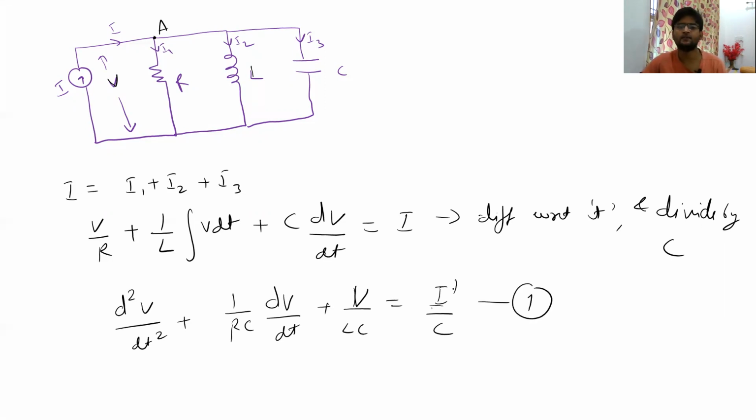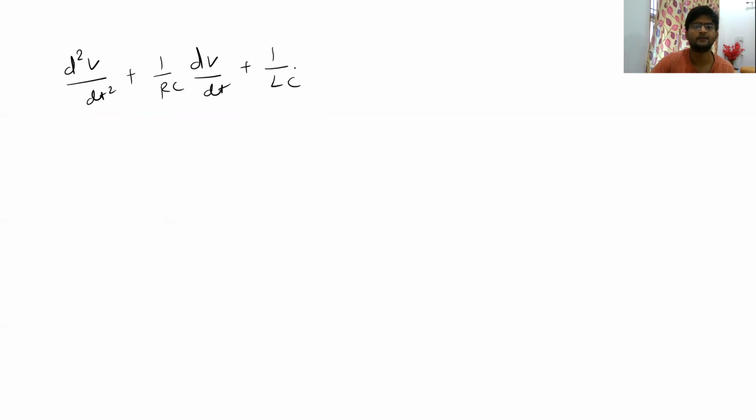And here this I term, or I dash term, has arrived because you have put a source in this circuit. So in a source free circuit, where you are not considering a source, this can be put 0. So let us do the source free calculation. The same equation will look like d2v upon dt2 plus 1 by RC dv by dt plus V by LC is equal to 0. So this is the source free reaction.